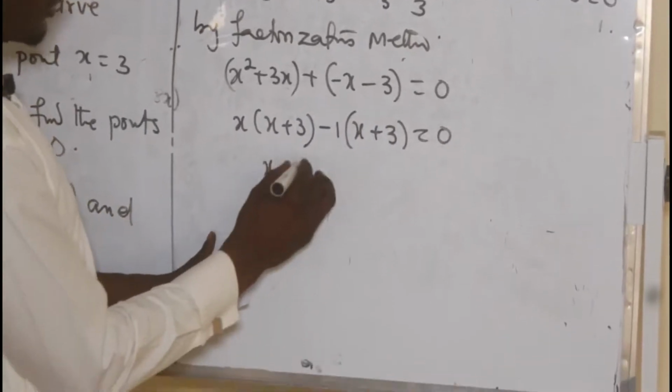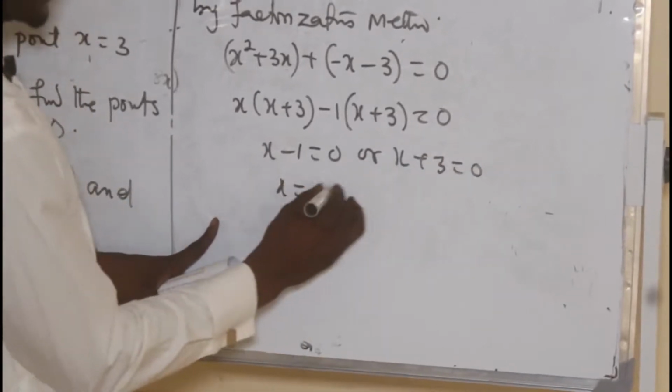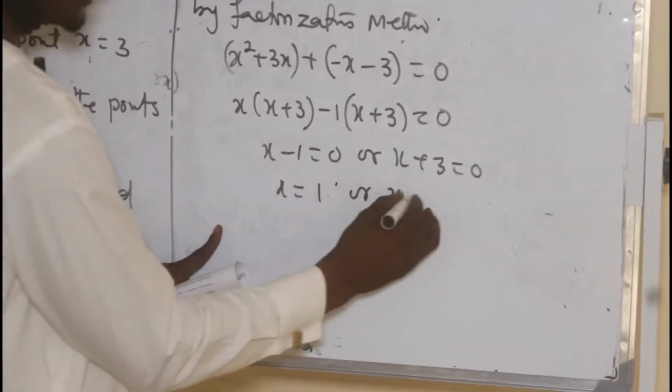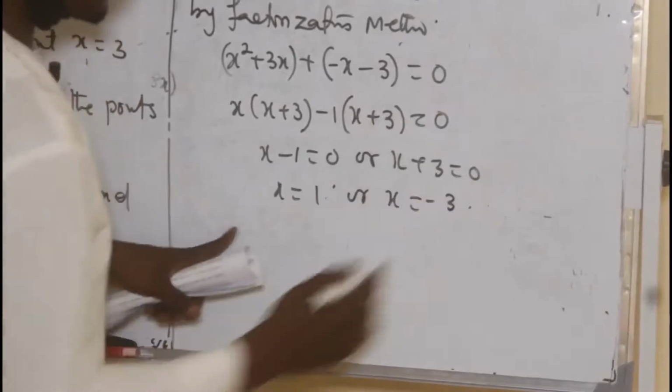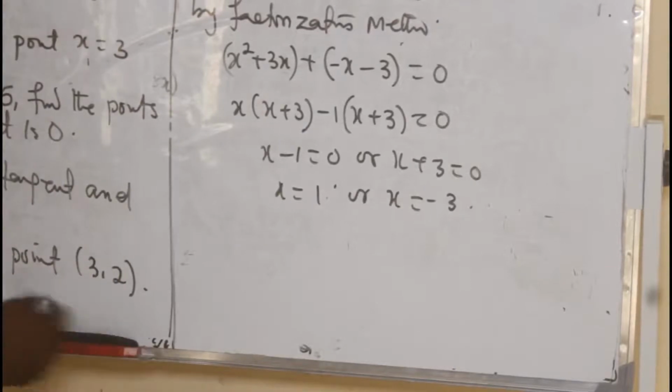That means x minus 1 is equal to 0, or x plus 3 is equal to 0, which means x is equal to 1 or x is equal to minus 3. So the points are x is equal to 1 or x is equal to minus 3. Is that clear? So you can use any method you want.